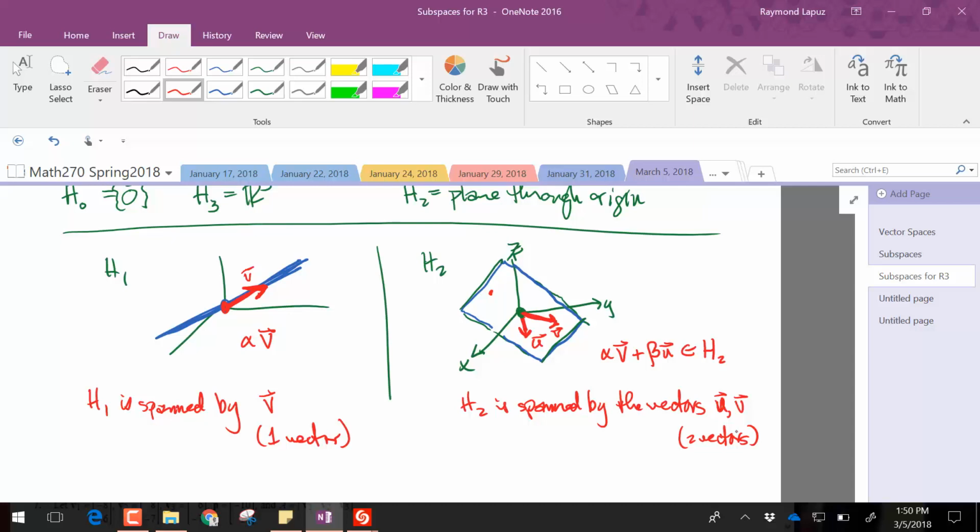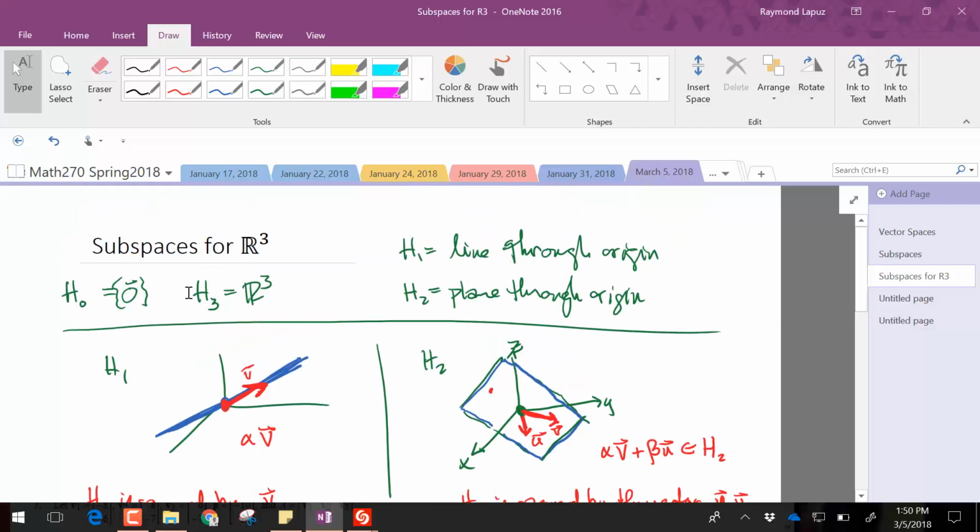H1 is a line passing through the origin. It's spanned by one vector. We can say it's a one-dimensional subspace. H2 is a plane through the origin, and it could be spanned by two vectors. H3, the whole thing, you can see that as being spanned by three vectors, and then you can look at 0 as being spanned by no vectors.